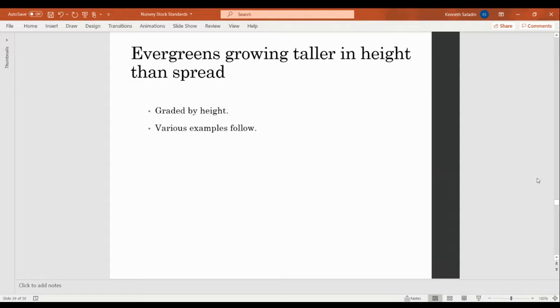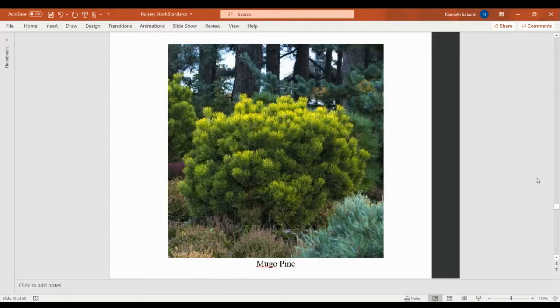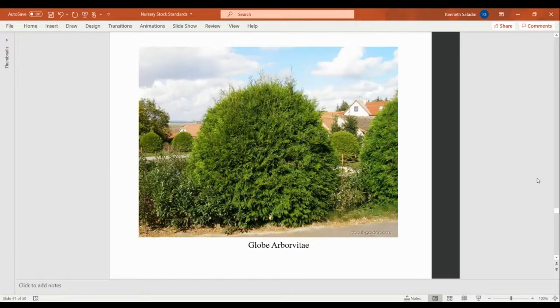So there are the specific specifications in this table. All right, there are many evergreens that are going to grow taller in height than in spread, and these would be graded by their height. So let me give you some examples. Mugo pine would be graded by height. Globe arborvitae, you can see that the plant naturally wants to grow taller than wide, so it would be graded by its height rather than by its spread.